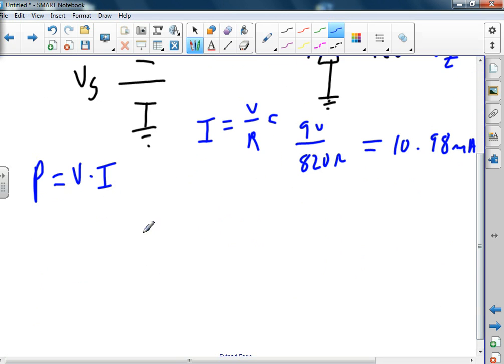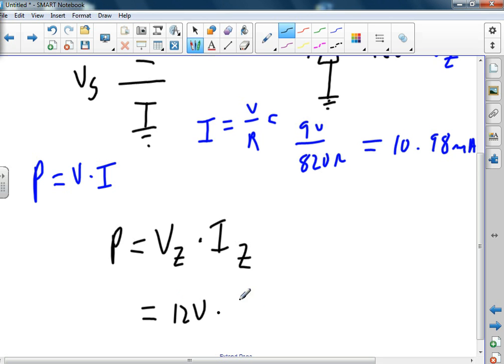Okay, and then power is going to be the voltage, the Zener voltage, times the Zener current, which has to be 12 volts times 10.98 milliamps. And I've got 10 significant digits in that calculator for that guy. And I'm just going to go times 12.